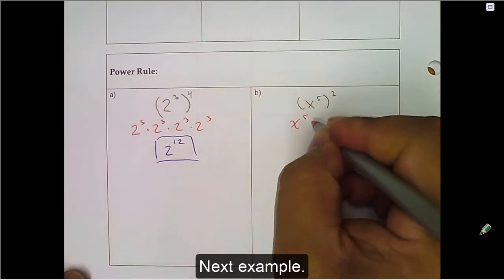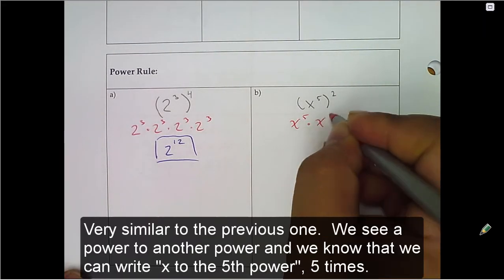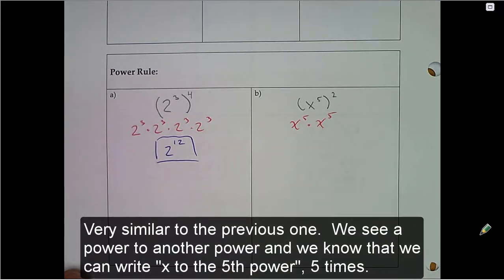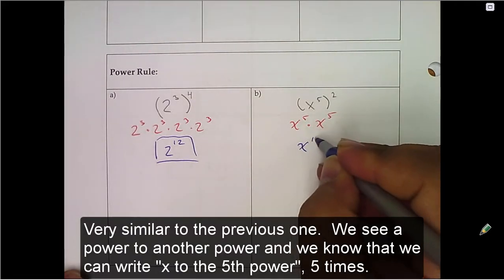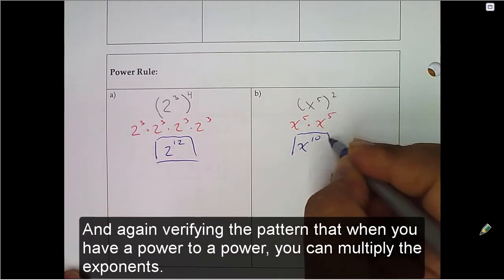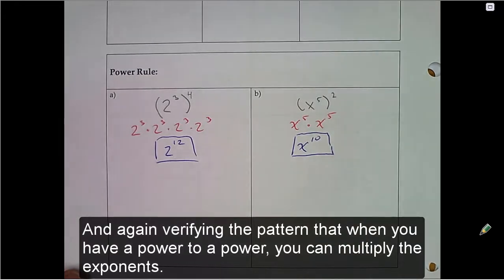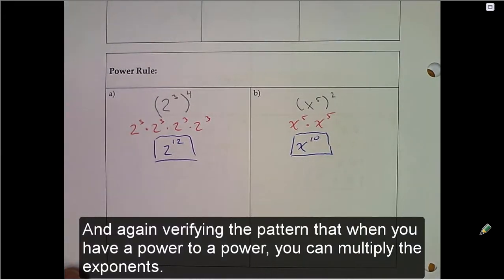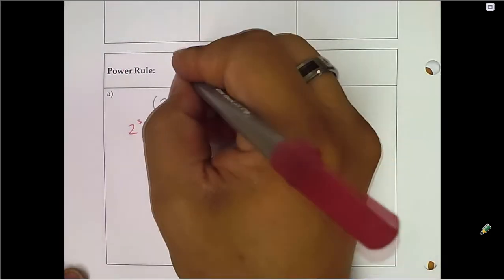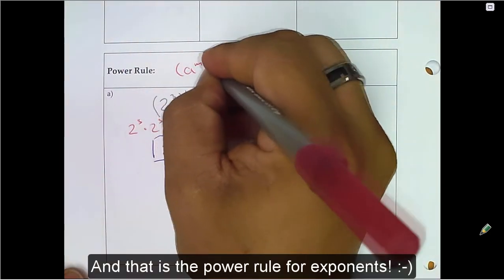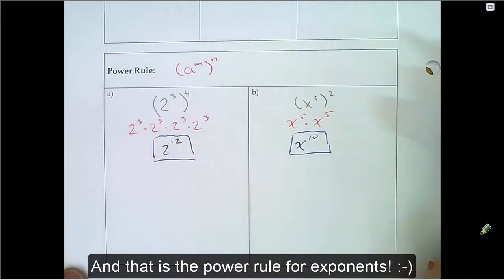Next example. Very similar to the previous one. We see a power to another power, and we know that we can write x to the fifth power 5 times. And again, verifying the pattern that when you have a power to a power, you can multiply the exponents. And that is the power rule for exponents.